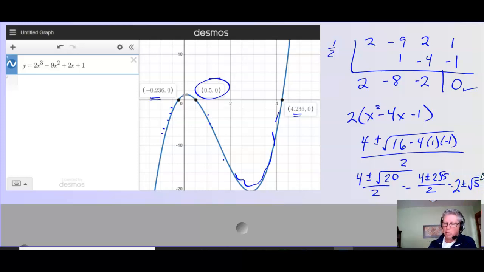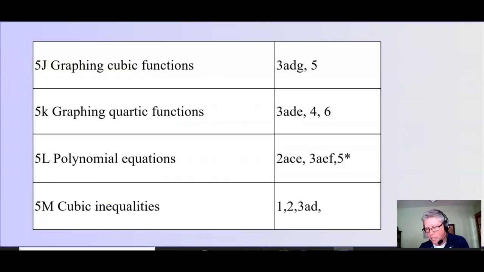So I want to check my work. Plug in 2 plus the square root of 5. I better get 4.236. I'll bet I do. You've got this. You've got this. You've got this. There it is. That's fun when you've got this and you're rolling and you're like, bam.